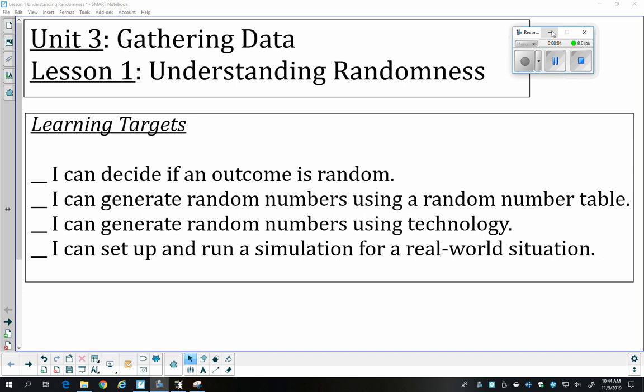Hey, also, so far this year we have talked about displaying data, one variable data and bivariate data. And now we're going to talk about how do you gather that data. So that discussion starts first with understanding randomness and running some simulations.